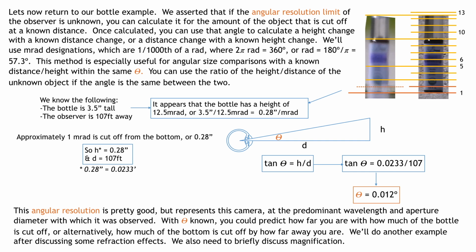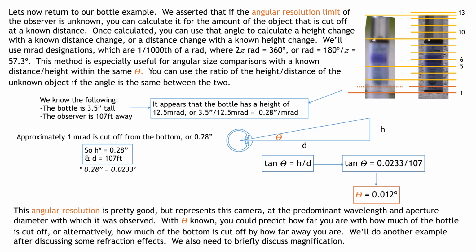So let's now return to our bottle example before we close up here. We asserted that if the angular resolution limit of the observer is unknown, you can calculate it from the amount of the object that is cut off at a known distance. Once calculated, you can use that angle to calculate a height change with a known distance change, or a distance change with a known height change.